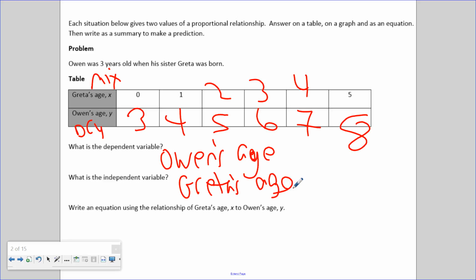Write an equation using the relationship of Greta's age to Owen's age. So what is the relationship from Greta's age to Owen's age? See this, we are adding 3. So x plus 3, y equals x plus 3. If you want to find Owen's age, you have to add 3 to Greta's age. y equals x plus 3.